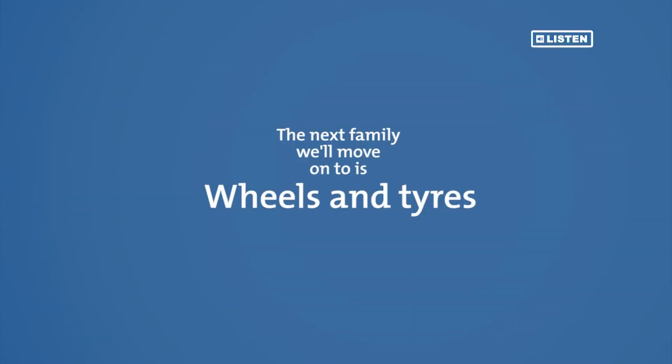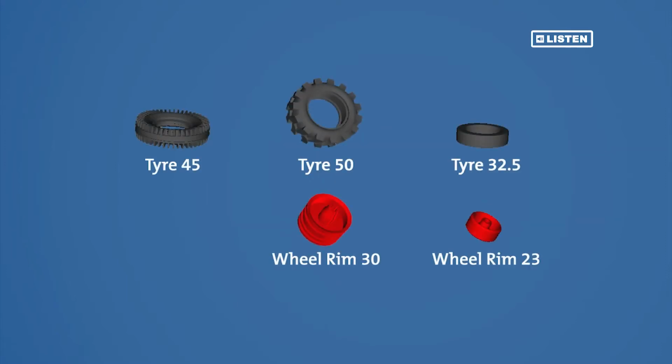The next family we'll move on to is tires. Tires can be used with axles to form a wheel and axle system. There are three types of tires in the engineering kit. Tire 45, Tire 50 and wheel rim 30, Tire 32.5 and wheel rim 23. Can each group pick up the following parts?